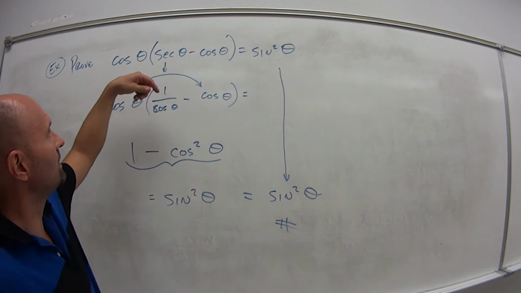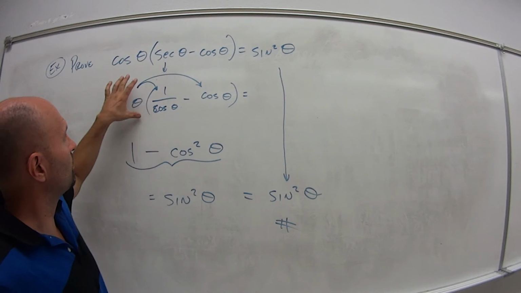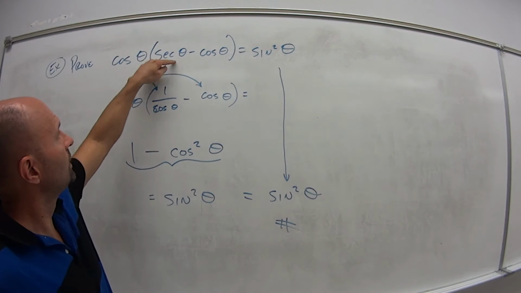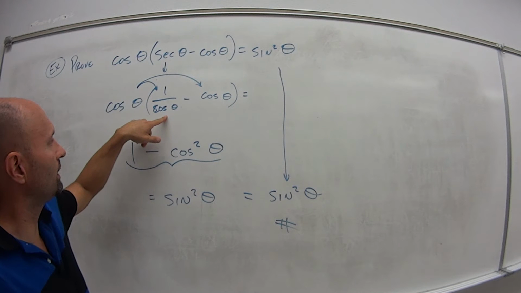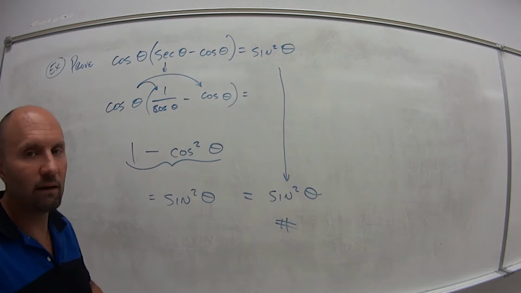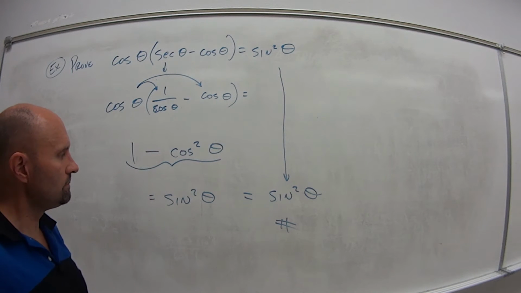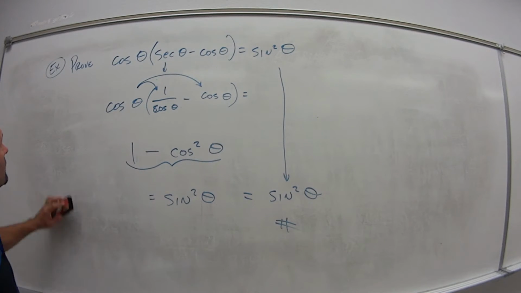Again, just following the idea. Pick one side, normally the more complicated, that's this one. Change out the cosine or sine if we need to, and then use our identities to simplify. All right, let's look at another example.